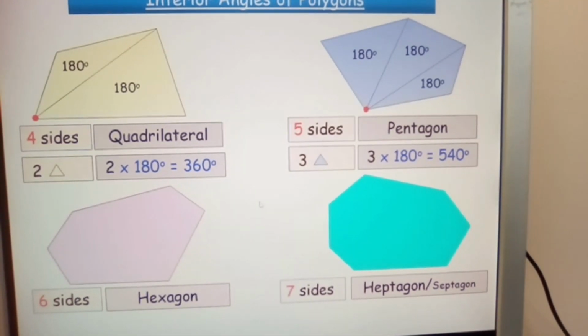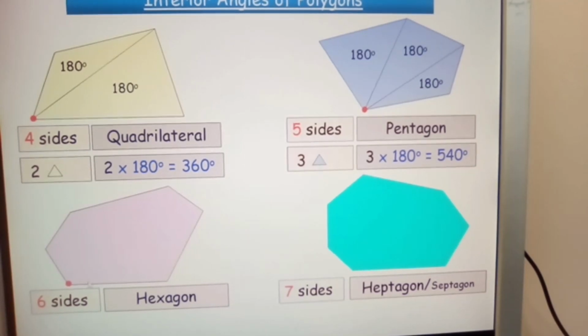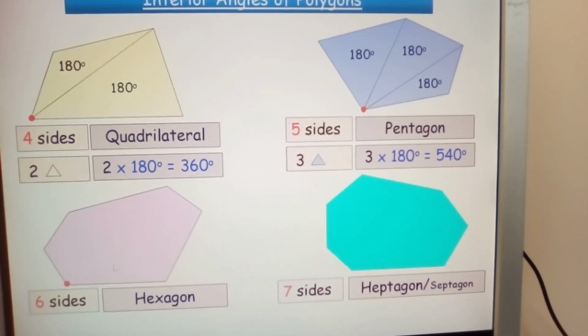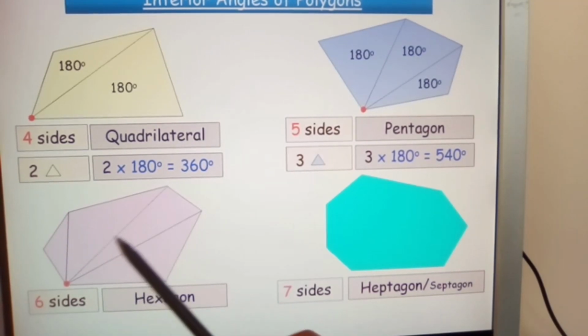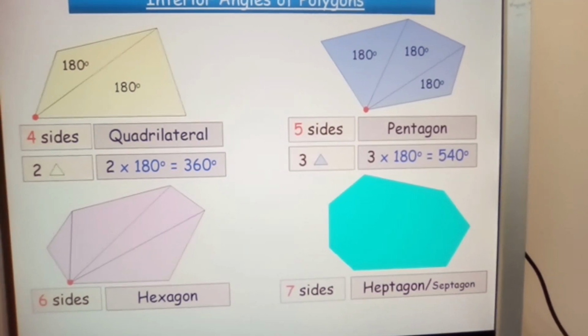Now, next, we come to the hexagon. Now the question here is, how many triangles are we going to have in the hexagon? If we have 2 here, 3 here, how many do you think we're going to have here? Well, let's find out, shall we? 1, 2, 3. 1, 2, 3, 4 triangles in the hexagon.